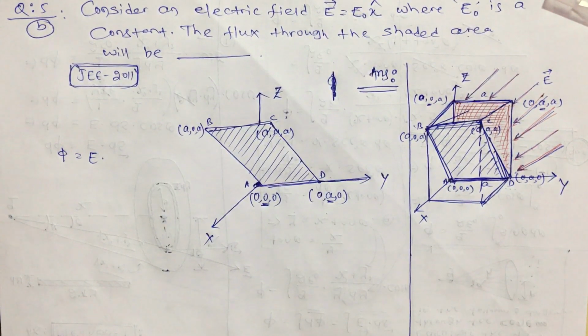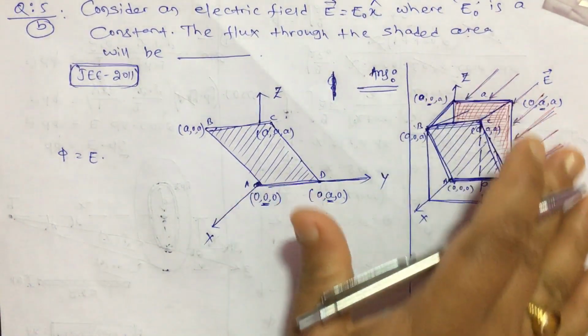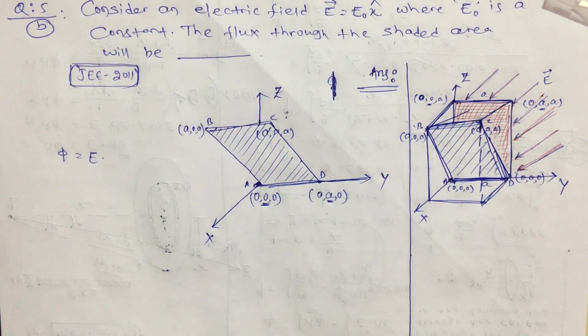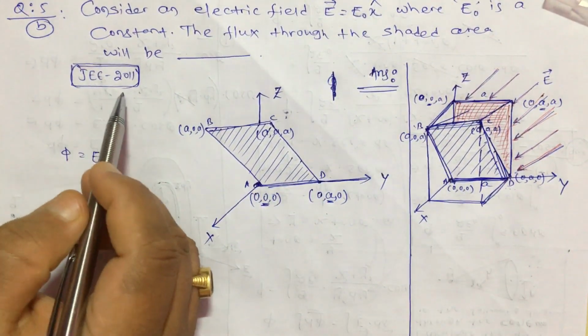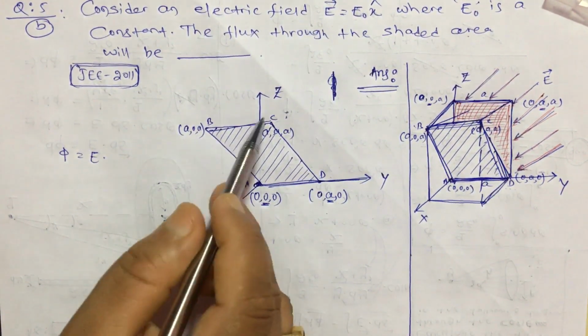This is the next question. This is not the question diagram. The question part is this. I have drawn this just for the answer purpose. This was a question from JEE 2011 and may also come as a higher order thinking question in board exams. So there is a shaded area given.